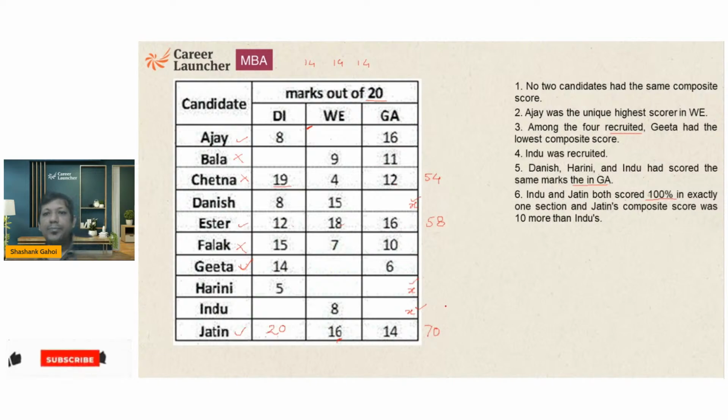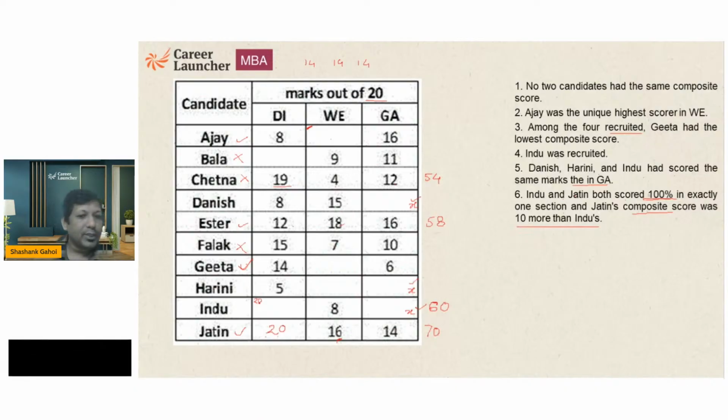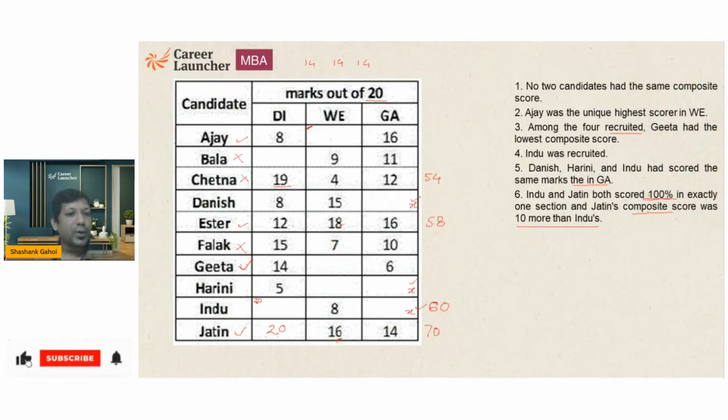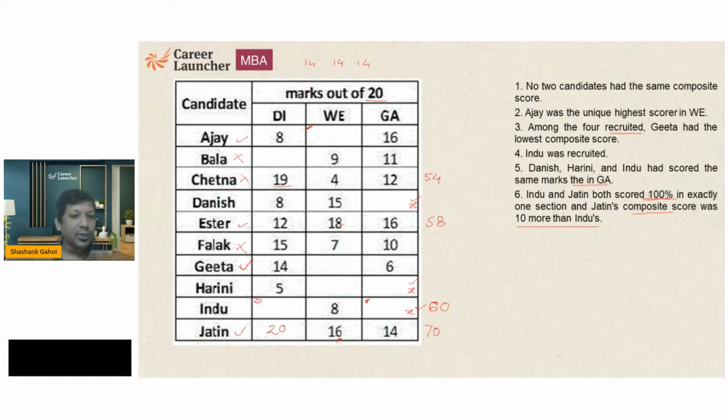ठीक है. Now basically Indu and Jatin both scored 100% exactly in one section, and Jatin's composite score is 10 more than Indu's. इसका मतलब Indu का जो composite score है that should be 60. ठीक है. Now I know Indu is scoring 20 in one section. कौन से section में? So if I assume Indu is getting 20 marks in DI, ठीक है, so अगर DI में 20 है, so 22 is 40. 40 plus 8 48. तो यहाँ पे 12 marks होंगे.